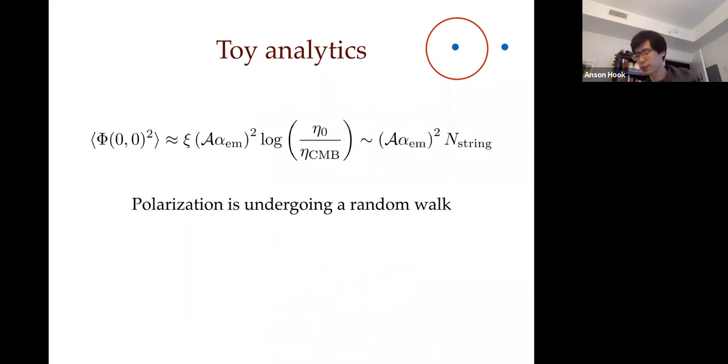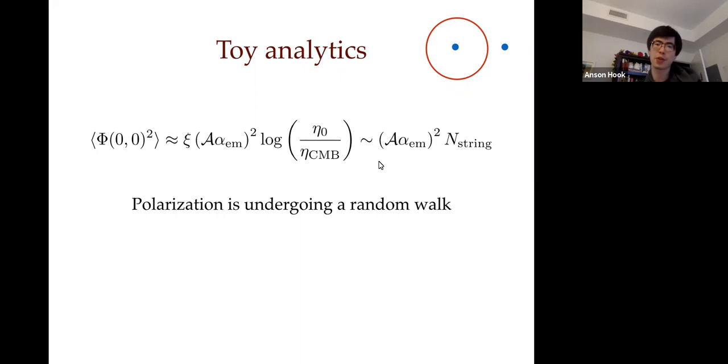But one particular place where you actually do have physical understanding of what's going on is if you're looking at the 2-point function in one direction, because what's happening is the polarization is undergoing a random walk. You have some number of strings between us and the surface of last scattering, so you should just get step size squared times the number of strings, because in a random walk they can cancel a little bit. And that's exactly what you get.